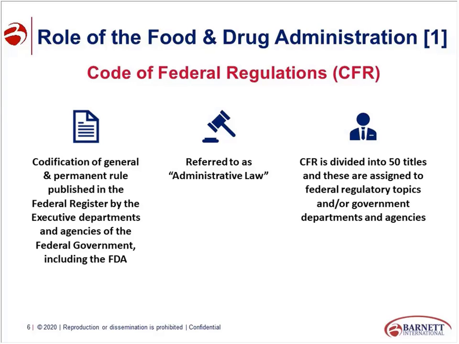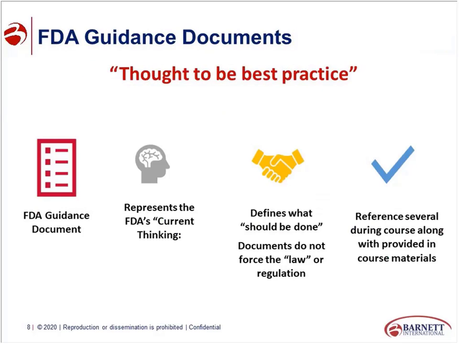This is often referred to as administrative law. And the Code of Federal Regulations, there's a total of 50, and there are going to be specific regulations that we're going to follow for clinical trials, and we'll take a look at those in just a moment. The FDA also considers looking at what is to be best practice. And so best practice can also help guide us into understanding what specifically the FDA is seeking.